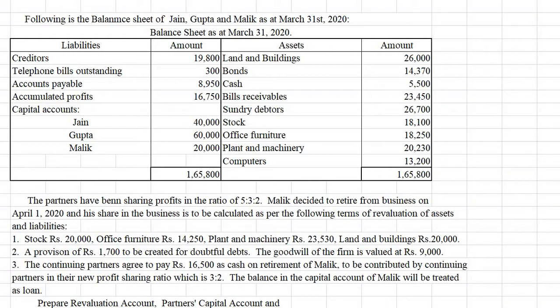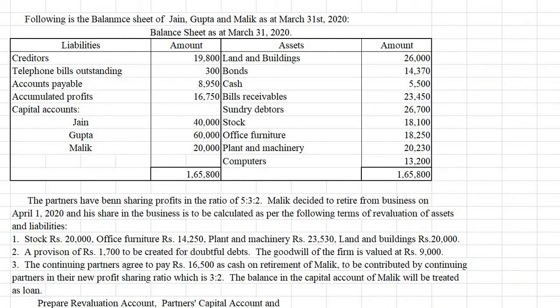Here the balance sheet is given for Jain, Gupta and Malik as at 31st March 2020, and it says that the partners have been sharing profits and losses in the ratio of 5:3:2. Malik decided to retire from the business on 1st April 2020, and his share in the business is to be calculated as per the following terms of revaluation of assets and liabilities. So the adjustments related to revaluation of assets and liabilities are given here. Stock is revalued at rupees 20,000. Stock already we had 18,100.